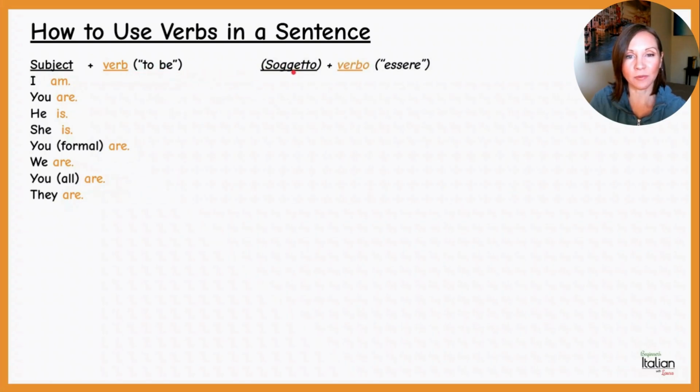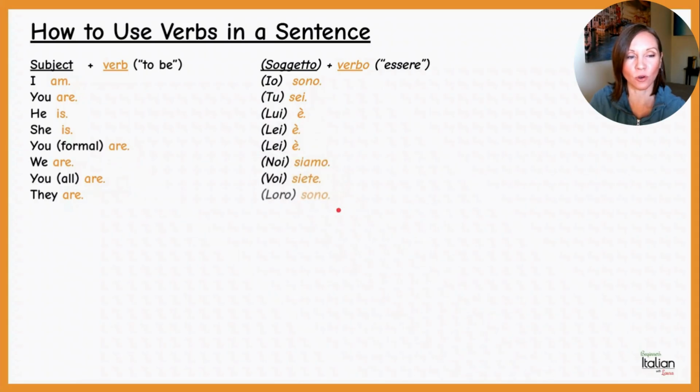So in Italian, we have the same thing, il soggetto and il verbo. We're using essere. So io sono, I am. Tu sei, lui è, lei è, lei è. Remember this is the you formal. Noi siamo, voi siete, and loro sono. As you can see, these are pretty much exactly the same. The only difference would be that in Italian, you don't need the subject pronouns unless you need it for clarification or emphasis. Whereas in English, you always pretty much need them.